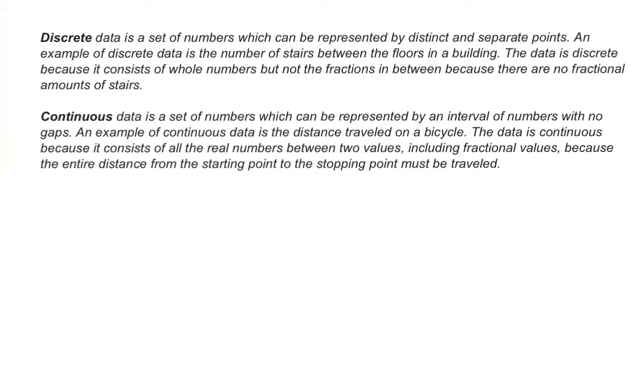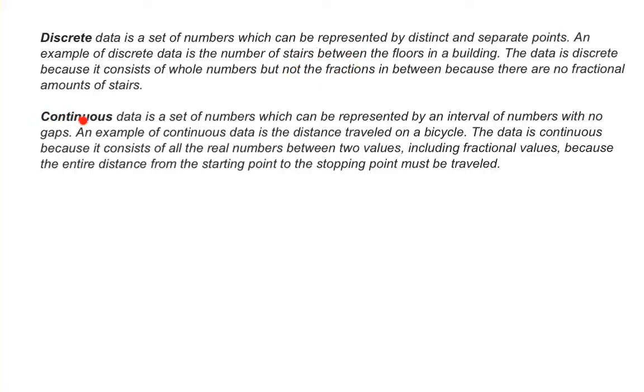The last type of question we're going to look at is being able to identify the difference between discrete and continuous data. Discrete data is a set of numbers which can be represented by distinct or separate points. So they're not connected, it's just points like a scatter plot. An example of discrete data is the number of stairs between floors in a building. You can't have 6.5 stairs, or 6 and 0.3 stairs. You can only have whole numbers. So that would be discrete data because you can't have fractions.